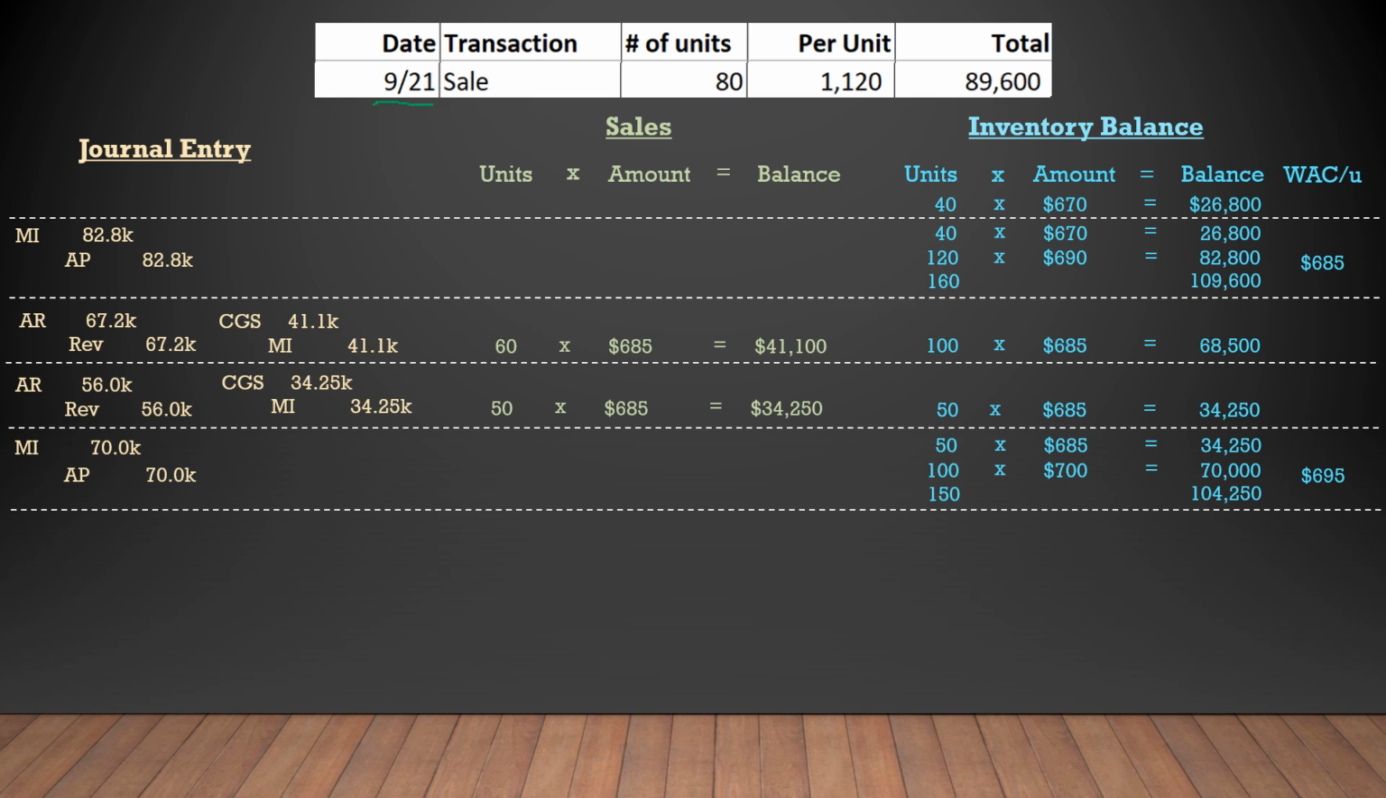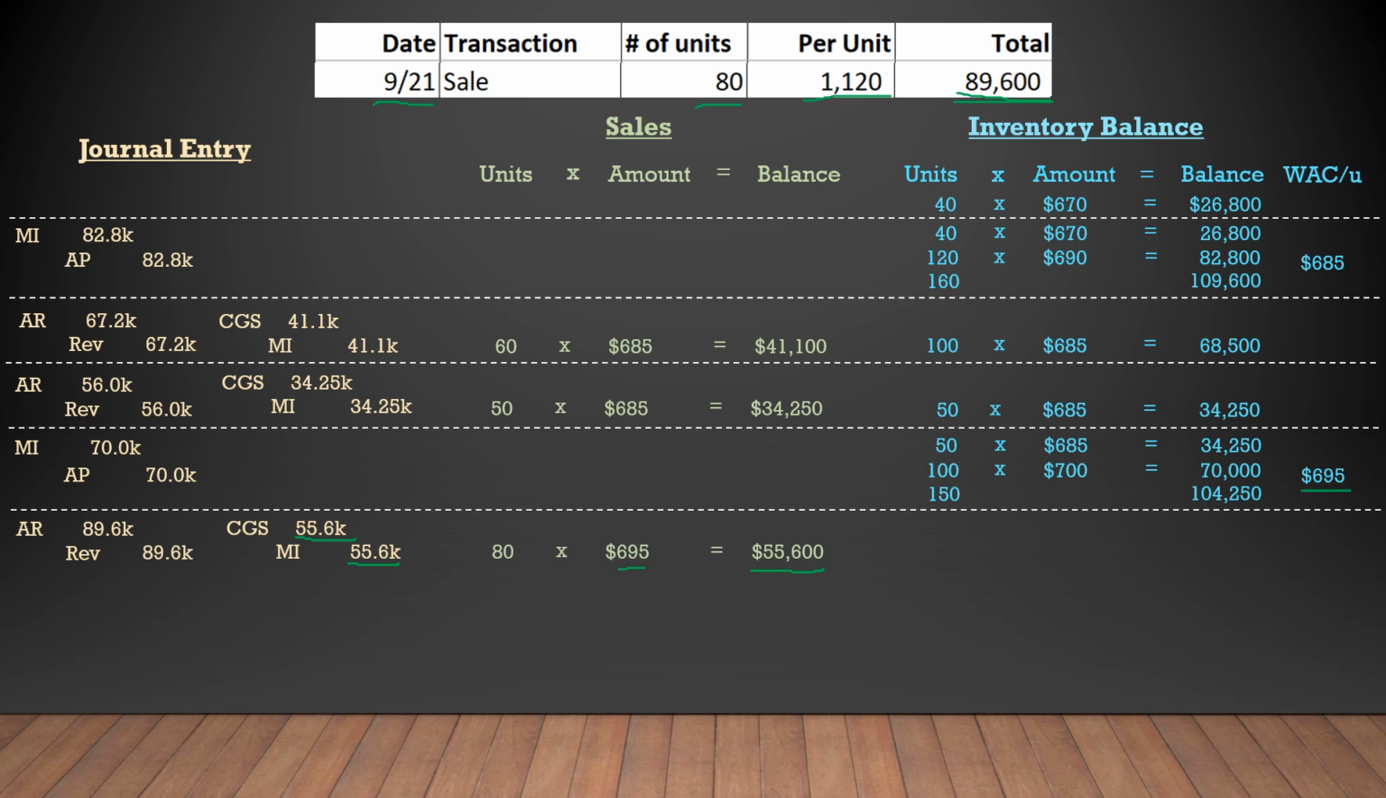On September 21st, we have a sale of 80 units at a sale price of $1,120. Debit accounts receivable and credit sales for $89,600. To get our debit to cost of goods sold and our credit to merchandise inventory, we multiply our 80 units sold by the new weighted average cost of $695 per unit. The amount, $55,600.